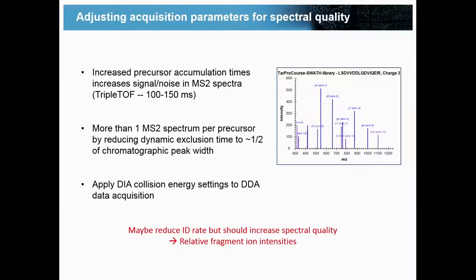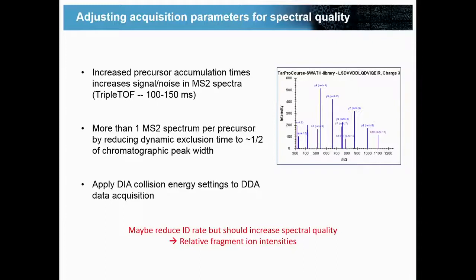You can also do things like setting up the dynamic exclusion settings in your DDA method such that you get more than one MS2 spectrum per precursor. For example, by reducing the dynamic exclusion to half of the chromatographic peak width, meaning you might get an MS2 scan event triggered at the apex of the chromatographic elution, and thereby getting a higher signal-to-noise spectrum as well. And so this can be beneficial.